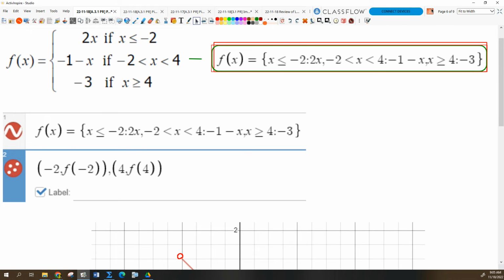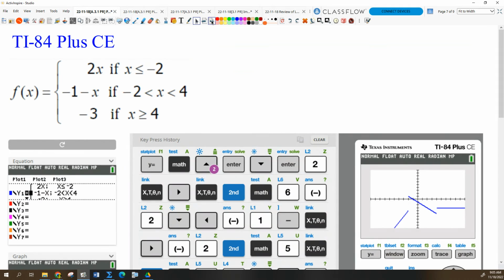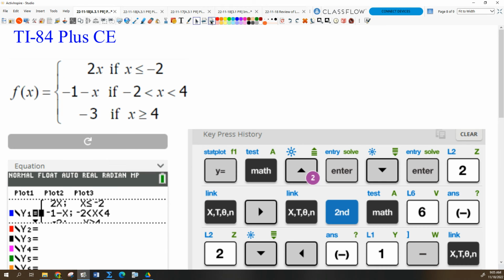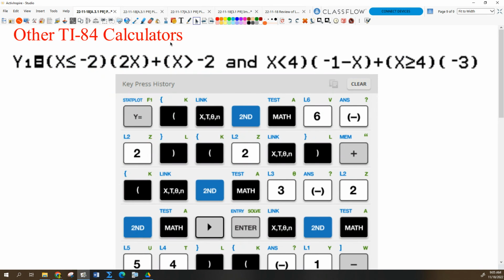All right. You guys, and then for those who want to have it available, I put in the instructions on how to do this on a TI 84 plus color edition and the regular other TI calculators if you want to do piecewise functions. I left some stuff in the notes here so you can see how to do that if you want.